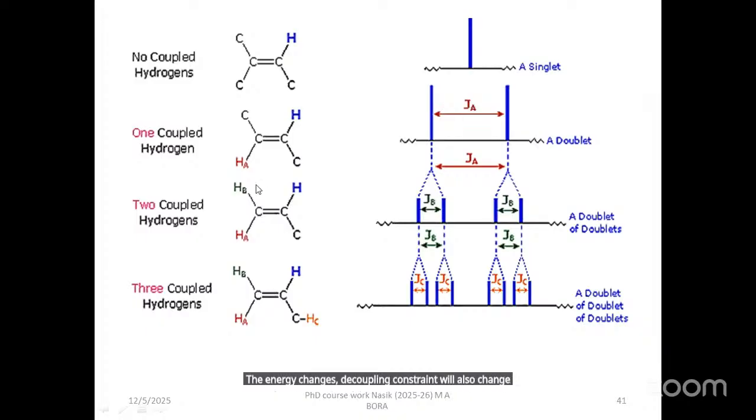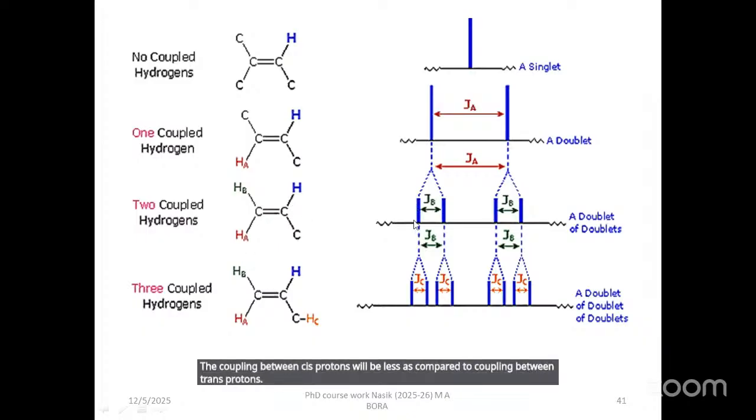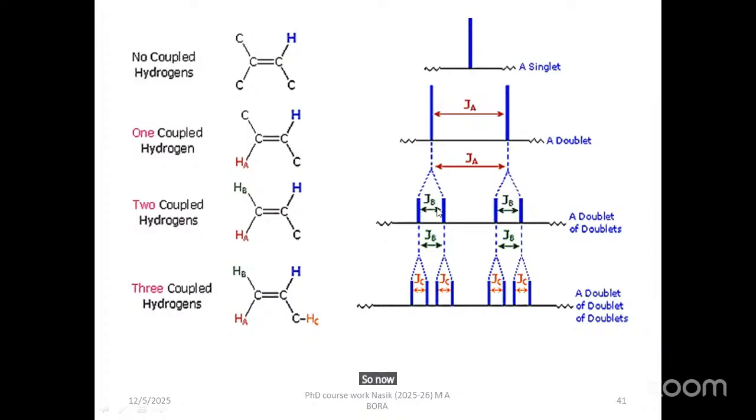So what you will find? The coupling between cis protons will be less as compared to the coupling between trans protons. So now your two lines will become four lines and they will appear as a doublet of doublet. Now, I am not calling this a quartet.